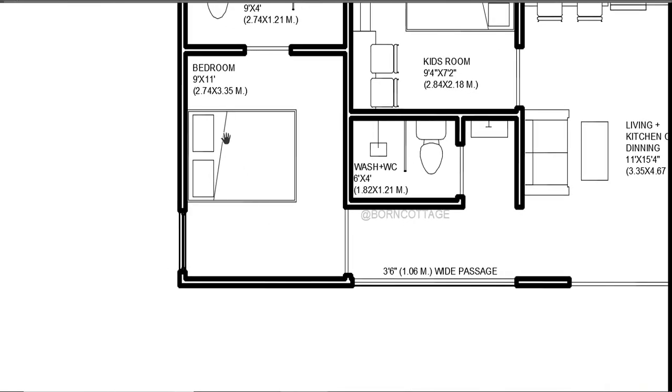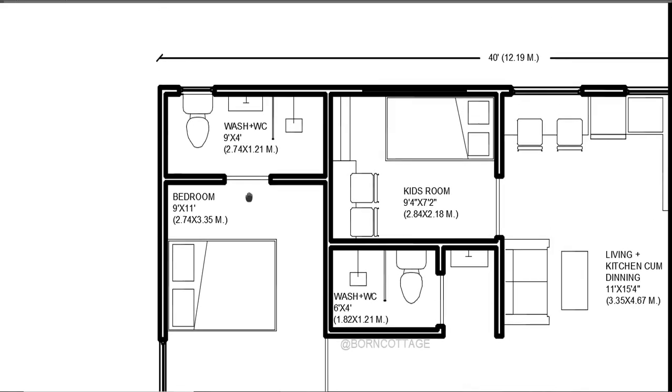The size of this bedroom is 9 feet into 11 feet, in meters 2.74 into 3.35 meters. You can see here the bed arrangement and also a large size window for ventilation and light purpose, and we have an attached washroom plus water closet with this room.